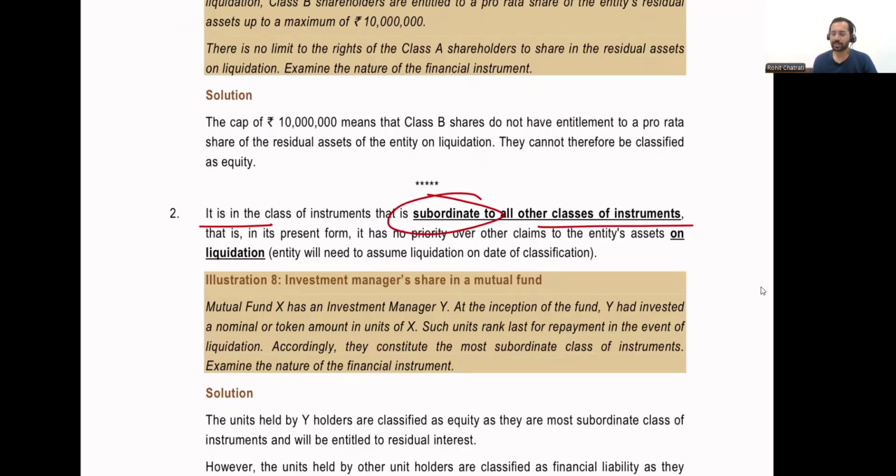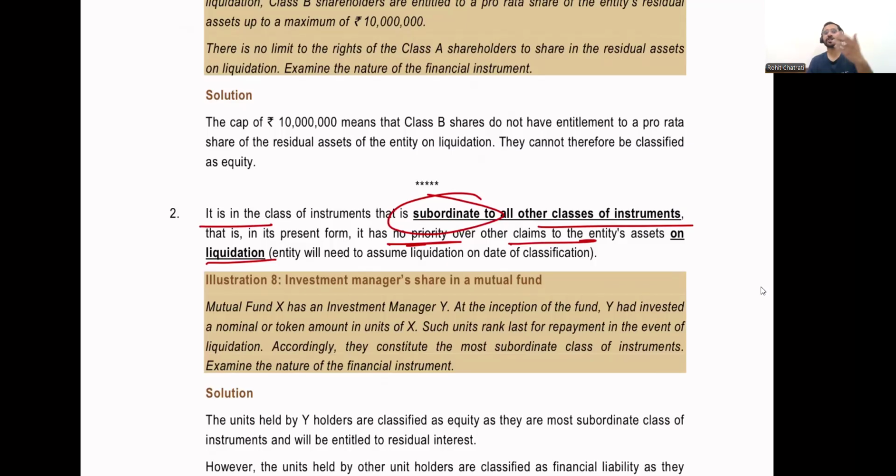All right, so the instrument should be subordinate to all other classes of instruments, which means that it has no priority over other claims to the entity's assets on liquidation. They will receive last whatever is left out after other external creditors are paid off. They will then receive the remaining amount. So their priority comes right at the bottom. All right, this is condition number 2.